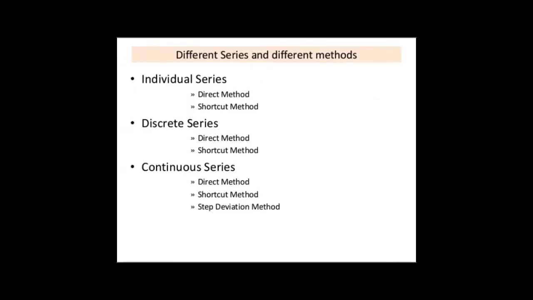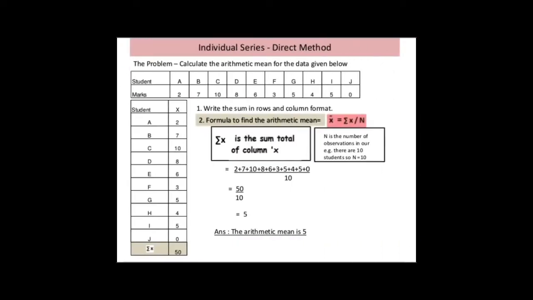Now let us discuss how we calculate arithmetic mean in different series. There are three types of series: individual series, discrete series and continuous series. In individual series, we calculate mean by using direct method and shortcut method. Direct method of calculating mean in individual series is sigma x upon n, the one that we commonly discuss.